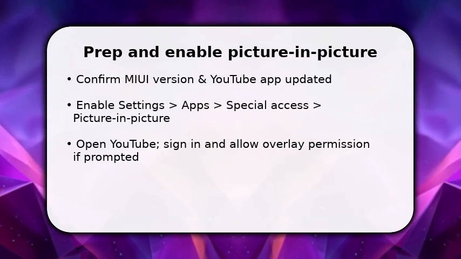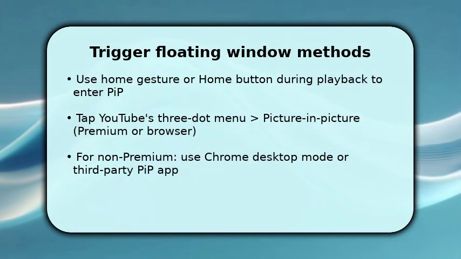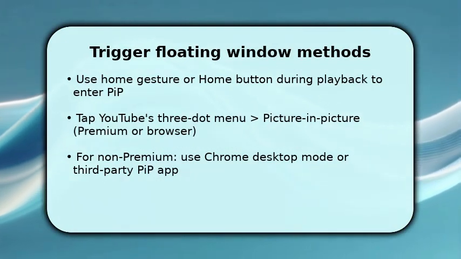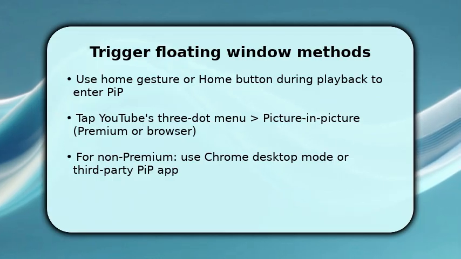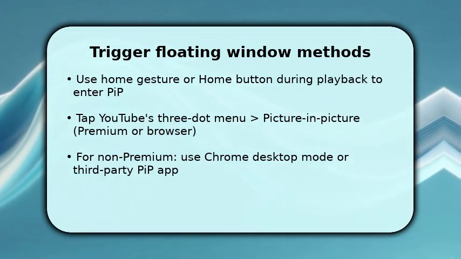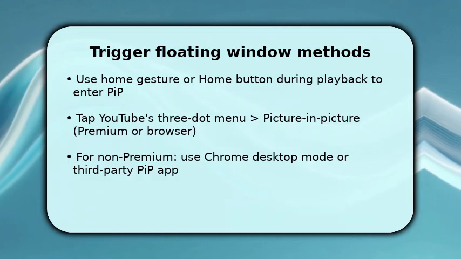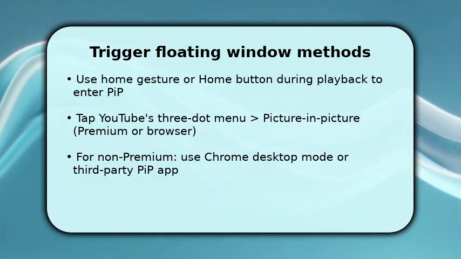You now trigger the floating window. While a video plays, press Home or use the Home gesture. The player should shrink into Pi-P. If that fails, open the three-dot menu and select Picture-in-Picture. Some YouTube builds reserve this for premium.